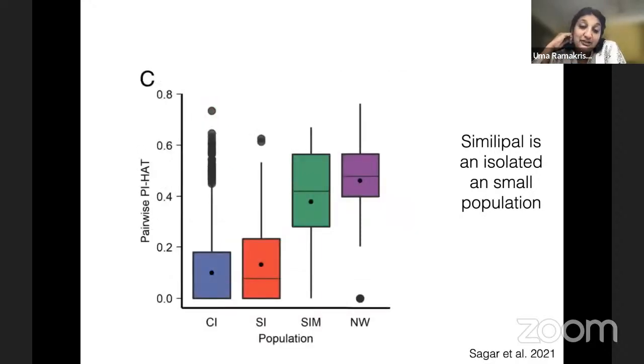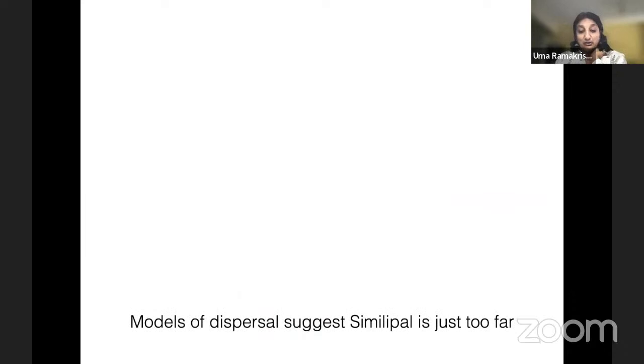Also, when we looked at relatedness between individuals in Simlipal, this is with very few markers. We only have about 85 SNPs. We only have fecal samples from Simlipal. We do not have genomes, unlike Ranthambore. When we do that, we see that relatedness between individuals is quite high, almost as similar to Ranthambore, which we know is an inbred population. So Simlipal also appears to have inbred individuals.